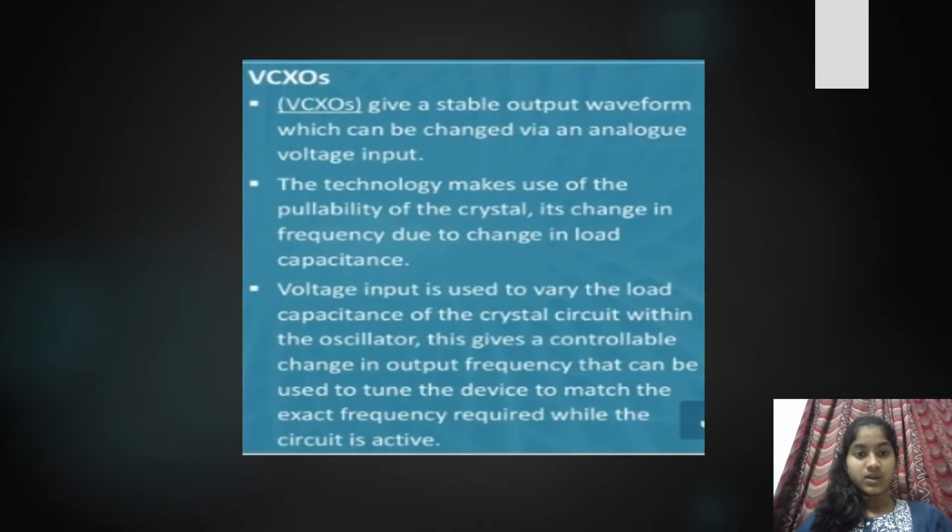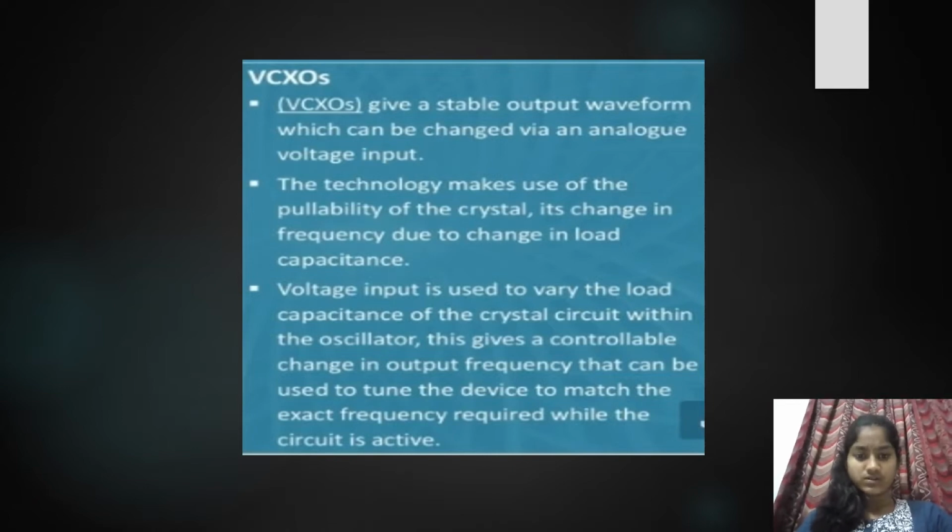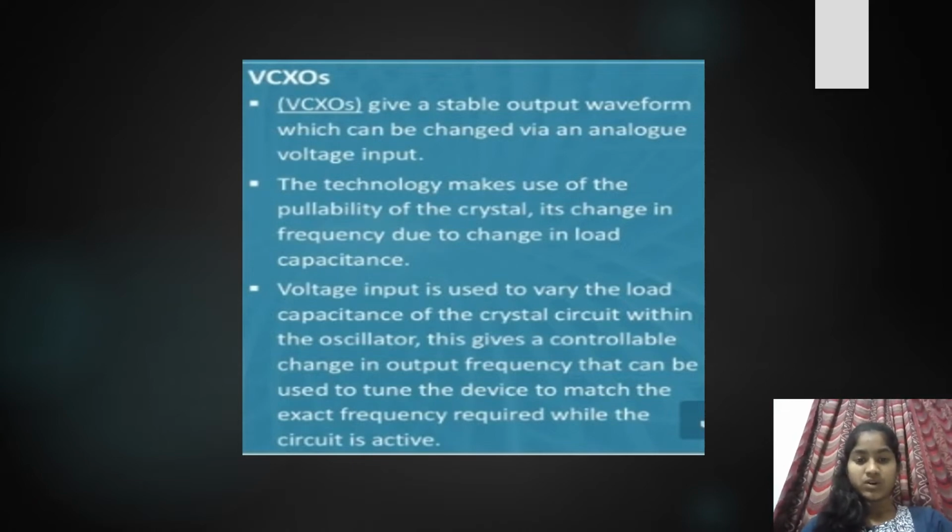What is a VCXO? Voltage controlled crystal oscillator. VCXOs are electronic components or modules that provide the stability of a quartz resonator and can have a small voltage control adjustment. Quartz crystal external tutorial includes this many things.